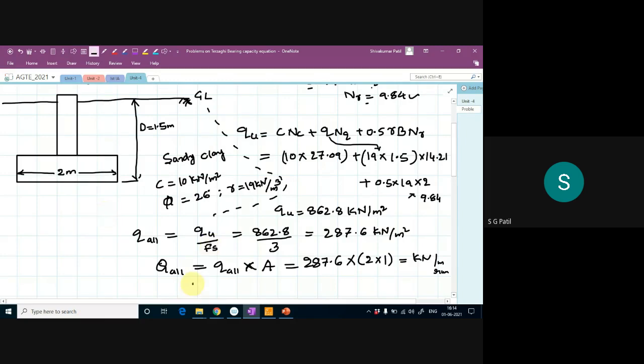What is the Q allowable? 575.2, so 575 kilonewton. The decimals I will leave, I will write 575. So 575 kilonewton per meter run. This is my answer. This much load you can apply on this wall.